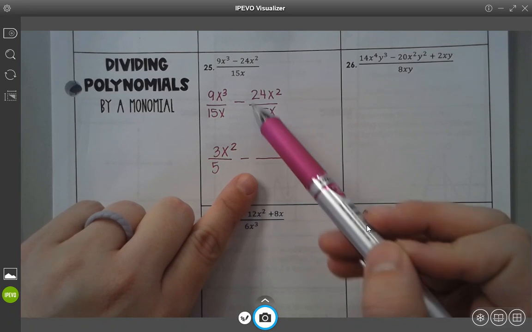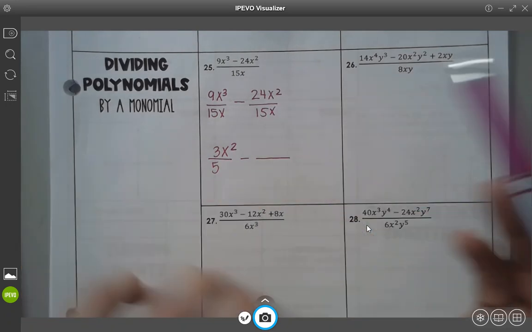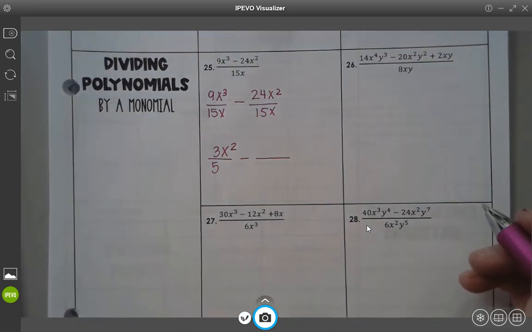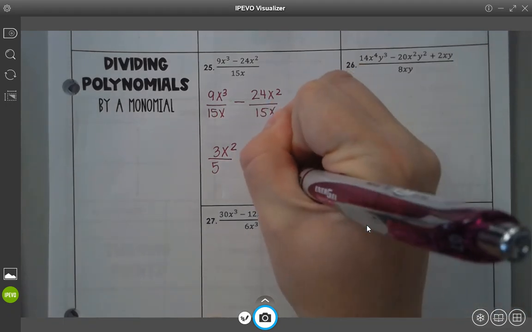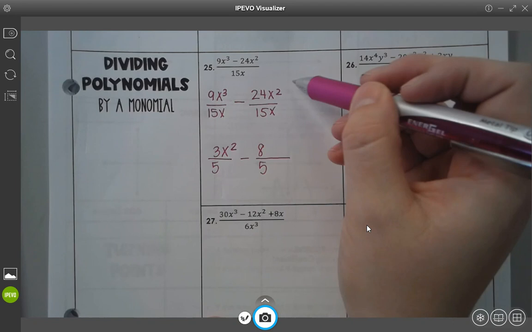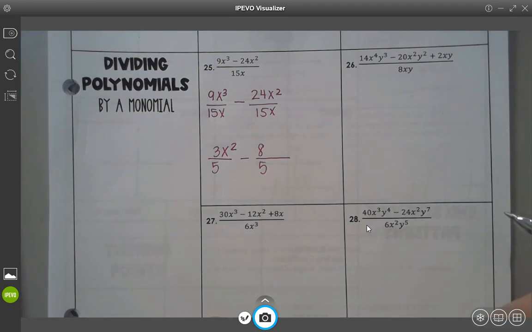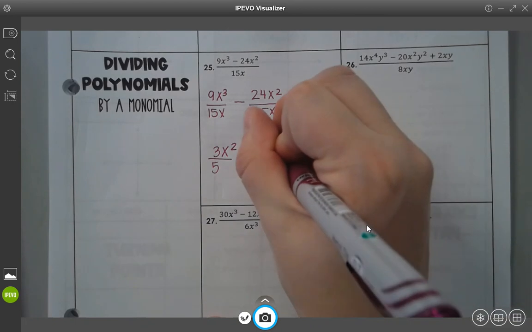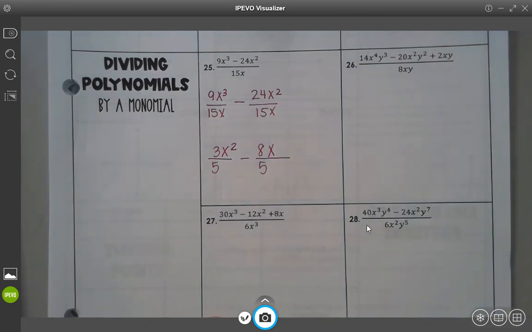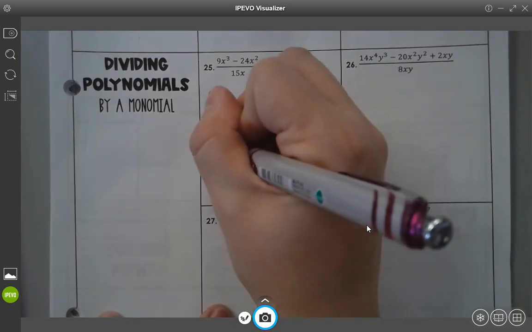Now the other one, 24 over 15. What does that simplify to? 8/5. And the x's, how do those simplify? 1 x left where? Top. Okay. And that's your final answer.